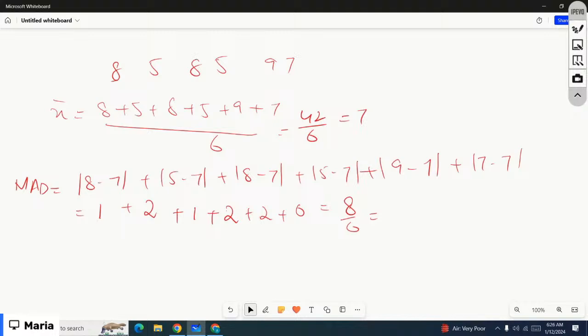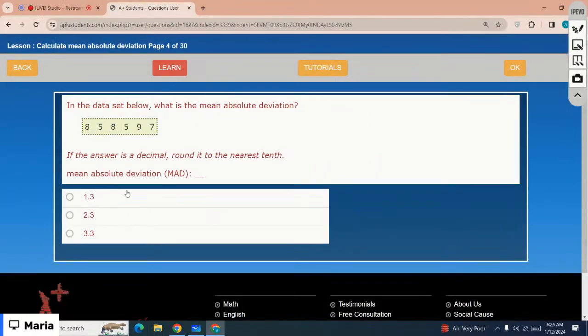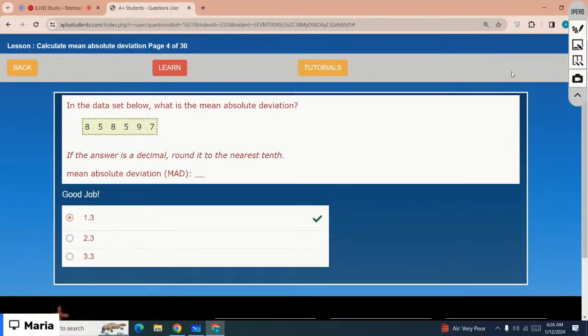So which is the correct option? That is 1.33, or you can say that is 1.4. So the mean absolute deviation is 1.4. Got it? The correct option is 1.4. 1.3 it is, right? The correct option is 1.3.